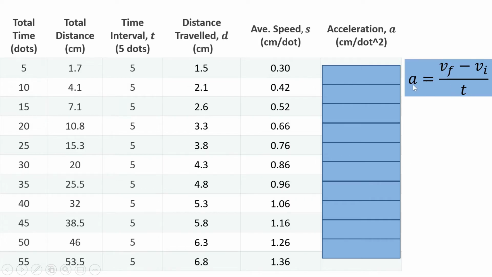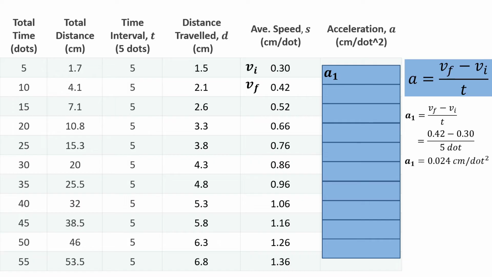For the acceleration, the formula is final velocity minus initial velocity divided by time. Since there are 11 velocities here, we can compute only 10 accelerations. So for our A1, we have to identify the initial velocity. This one is the initial velocity, and this is the final velocity. For A1, we will use the velocities in between of this table. So that is 0.42, the final velocity, minus 0.3 cm per dot, divided by 5 dots. So the answer is 0.24 cm per dot squared.